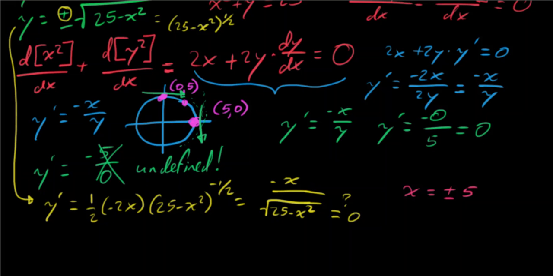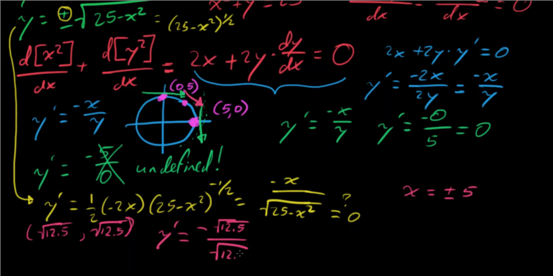Okay, now let's try that last point. Right here, that's at the point root 12.5, root 12.5. What do you guys expect the slope to be there? It kind of looks like it's at this kind of an angle. Seems like it's got a slope of roughly -1. Notice what happens then. Y prime was negative x, so root 12.5 over y, which was also root 12.5. We get a slope of -1.